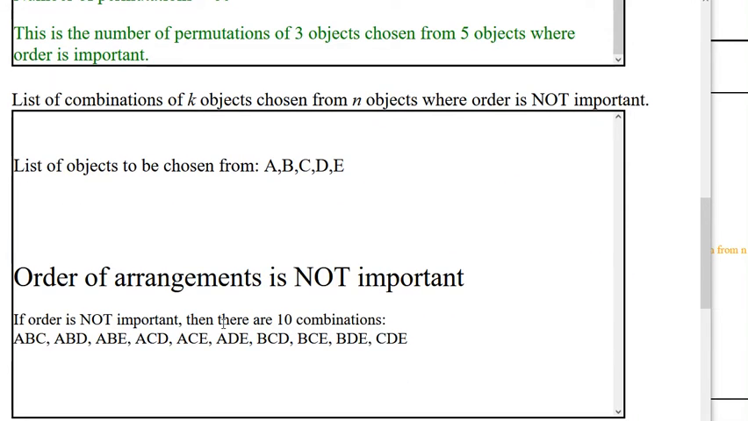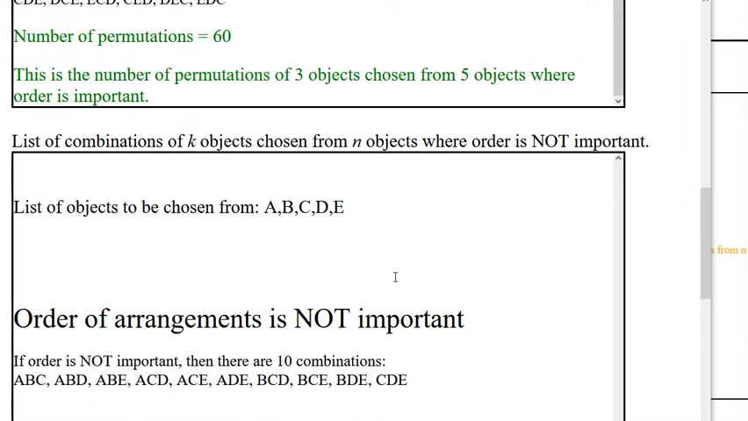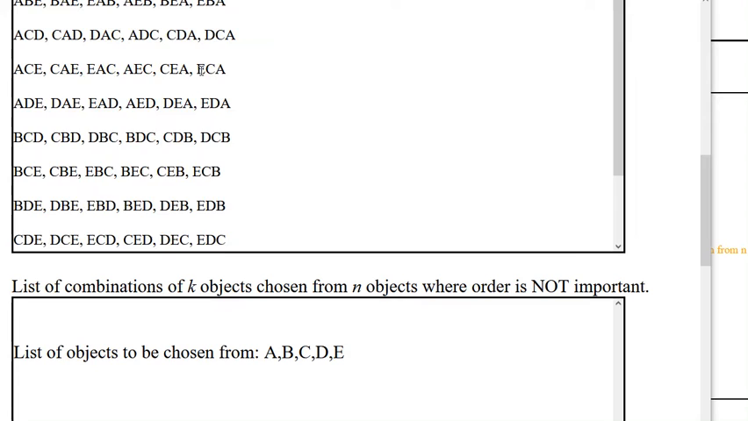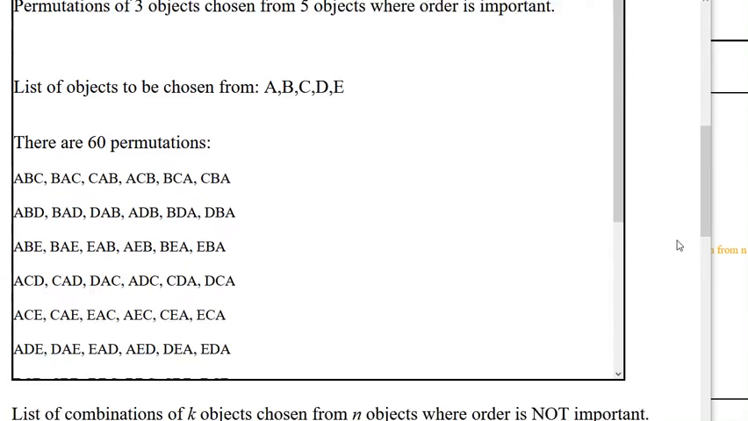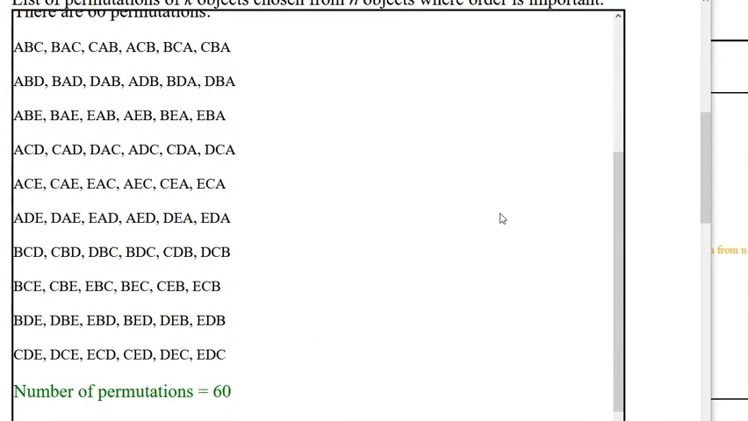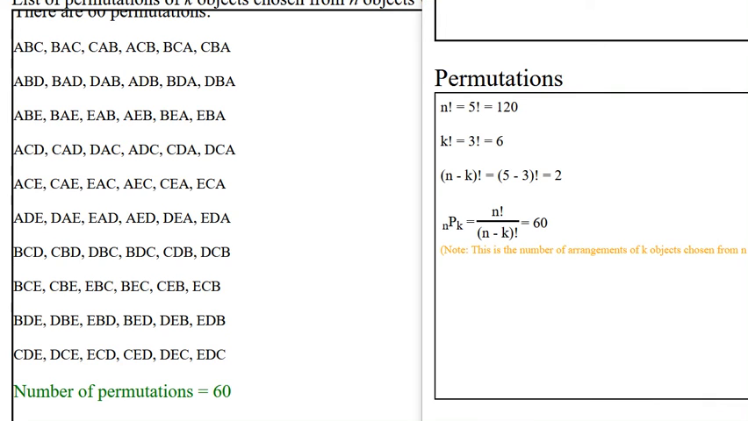So if the order of the letters is not important, then we have these 10 combinations right here. But if the order is important, then we have 60 permutations. And these are the 60 permutations. And this is how we calculate the 60 permutations and the 10 combinations.